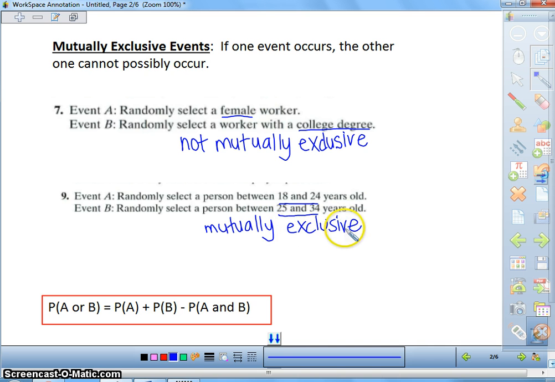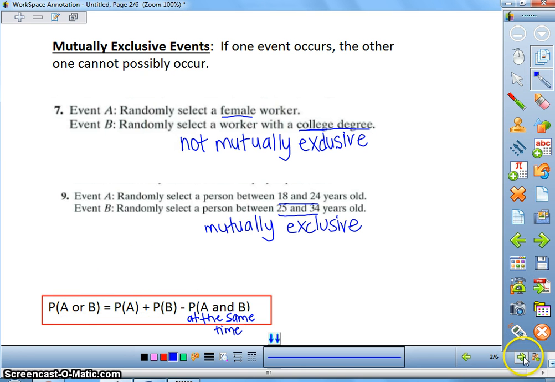So now we can get to finding the OR probabilities. Here's the formula at the bottom of this page. The probability of A or B is the probability of A plus the probability of B minus the probability of A and B. And this is not the multiplication rule A and B. This is an A and B happening at the same time. So we've said before that AND means multiply, or will mean add. Let's get to some examples.